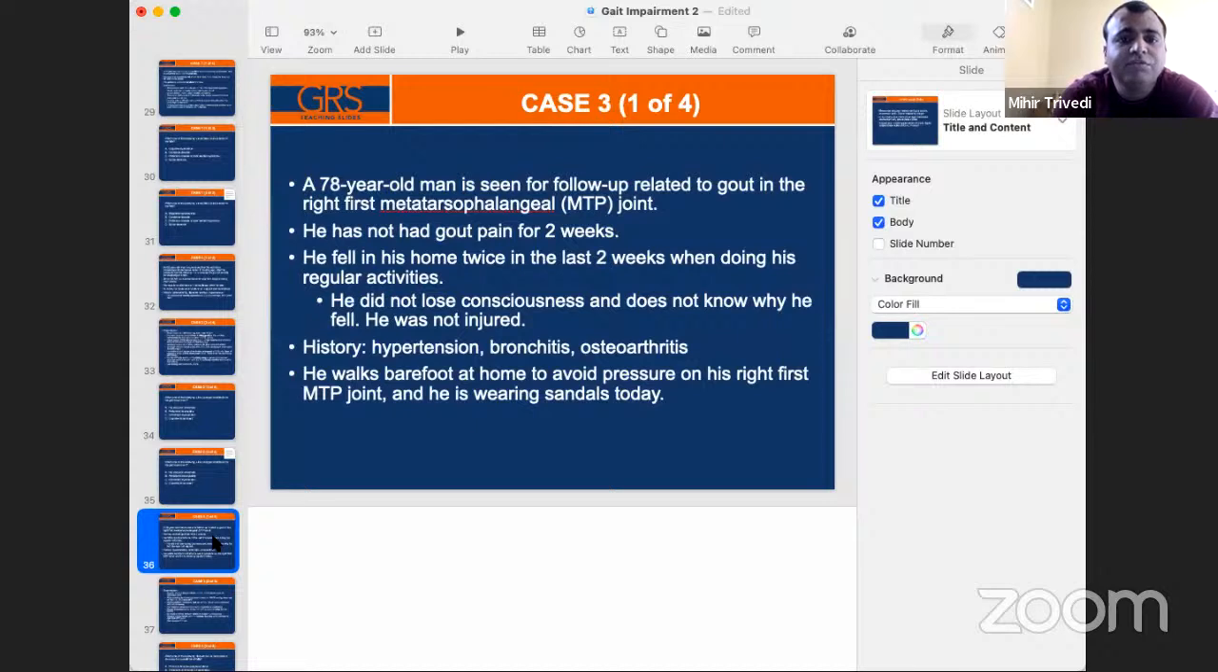A 78-year-old man is seen for follow-up related to gout in the right first metatarsophalangeal joint. He has not had gout pain for 2 weeks. He fell in his home twice in the last 2 weeks when doing his regular activities. He did not lose consciousness and does not know why he fell. He was not injured. History includes hypertension, bronchitis, osteoarthritis. He walks barefoot at home to avoid pressure on his right first MTP joint, and he wears sandals only.